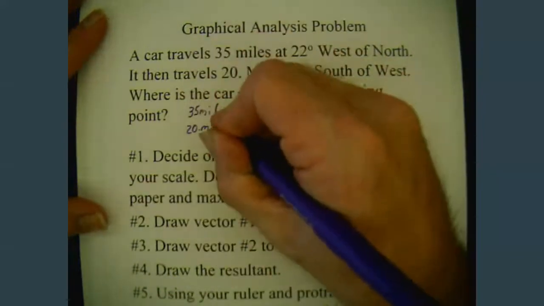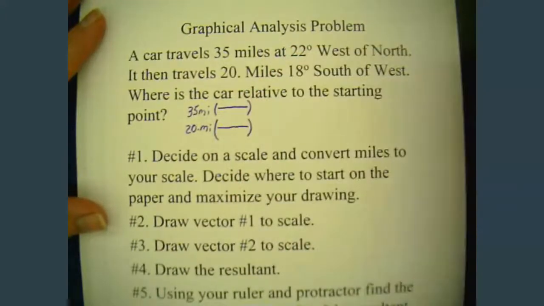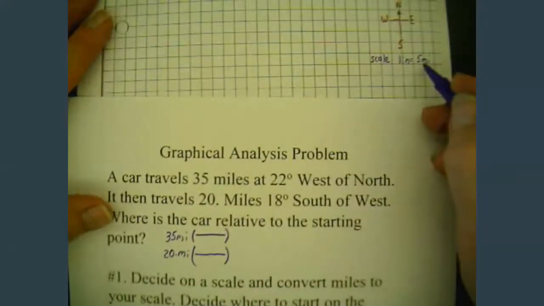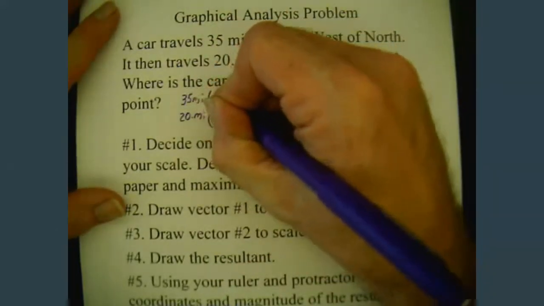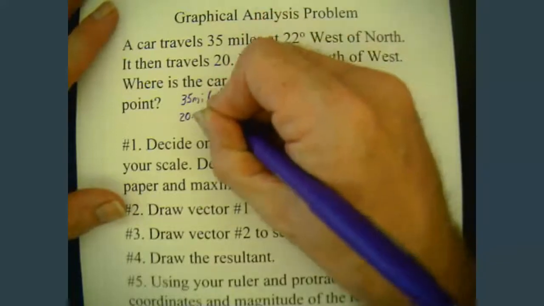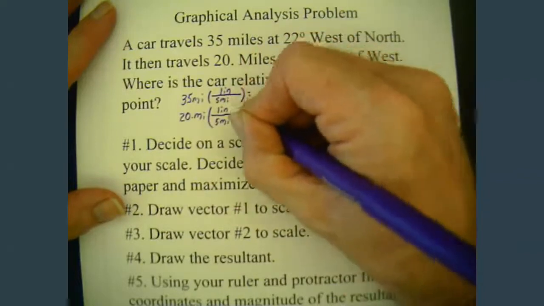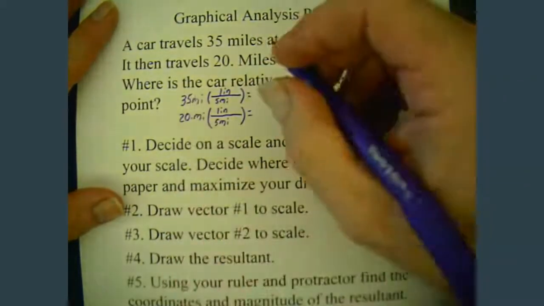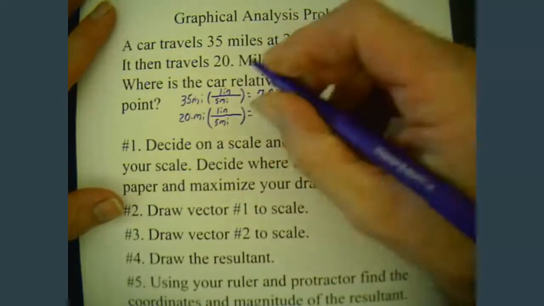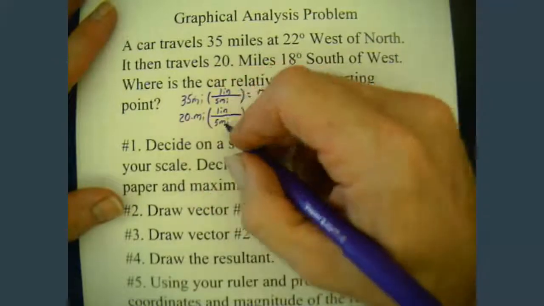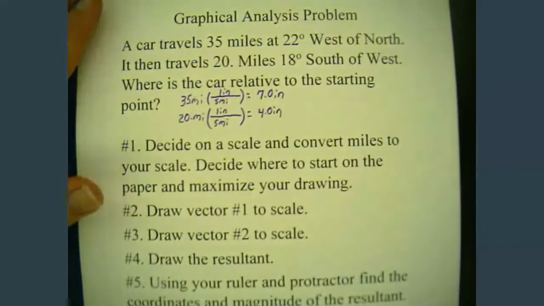And now on my scale reading, I want miles to cancel. Well, on my scale, 1 inch equals 5 miles. So I put 5 miles on the bottom, 1 inch on the top. 35 divided by 5 gives me 7. So I need 7.0 inches for the first vector. 20 divided by 5 gives me 4. I need 4.0 inches for my second vector.